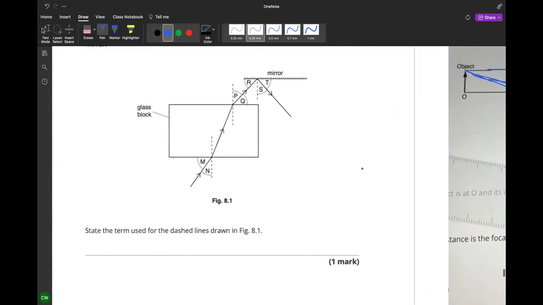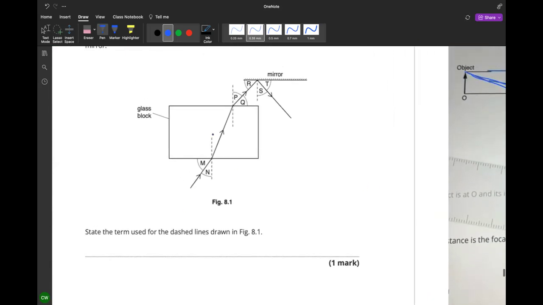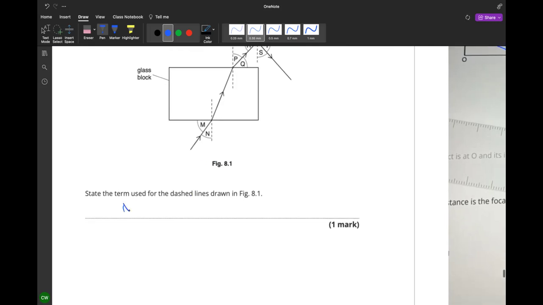State the term. What do you call the name of this line? What's the name of this line? Do you know the name of this line? What is the name of this line? No, normal line. Okay, this is called the normal line.